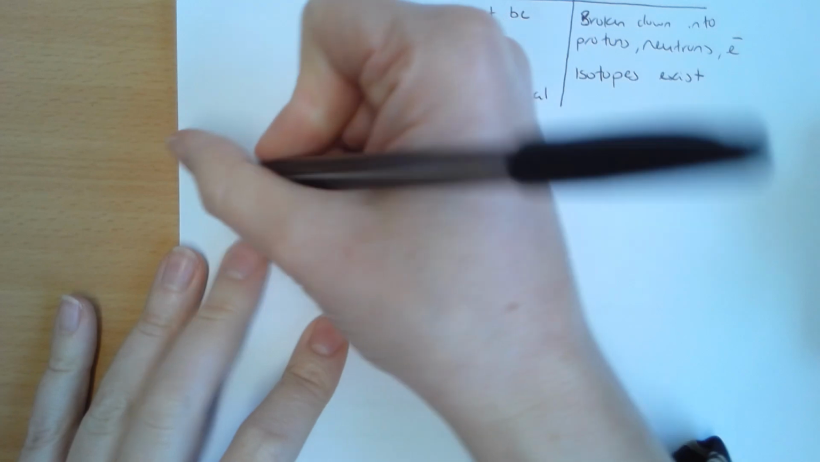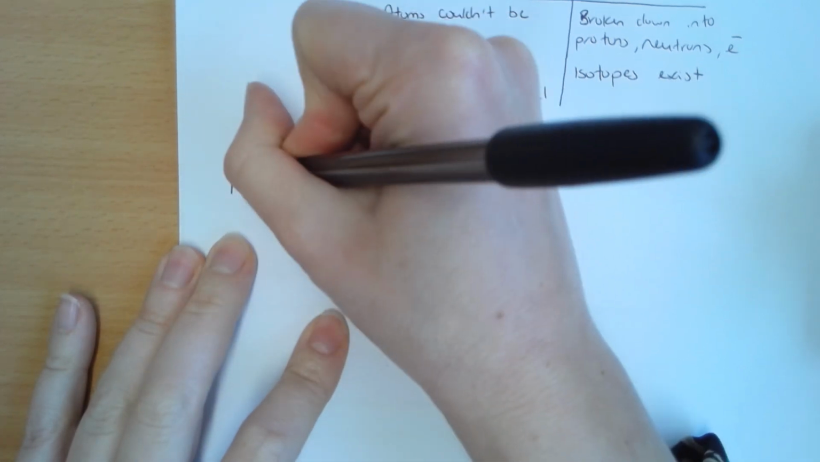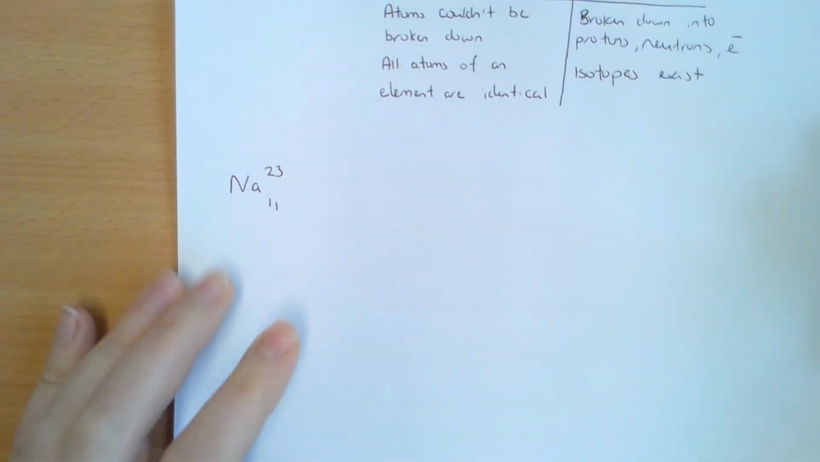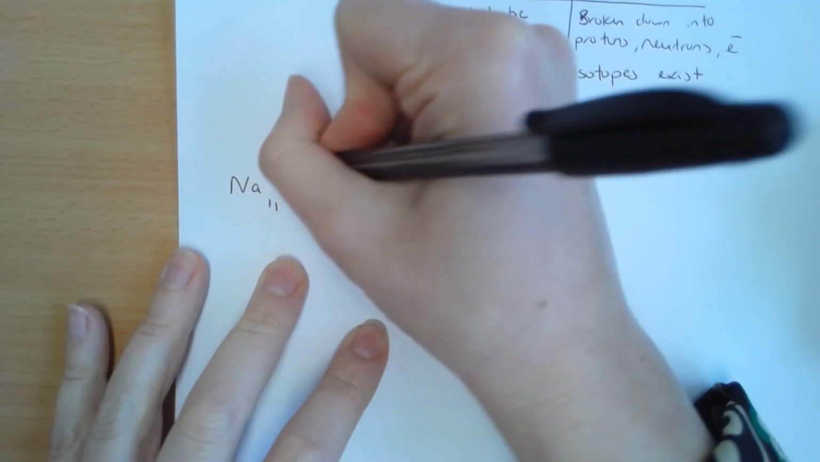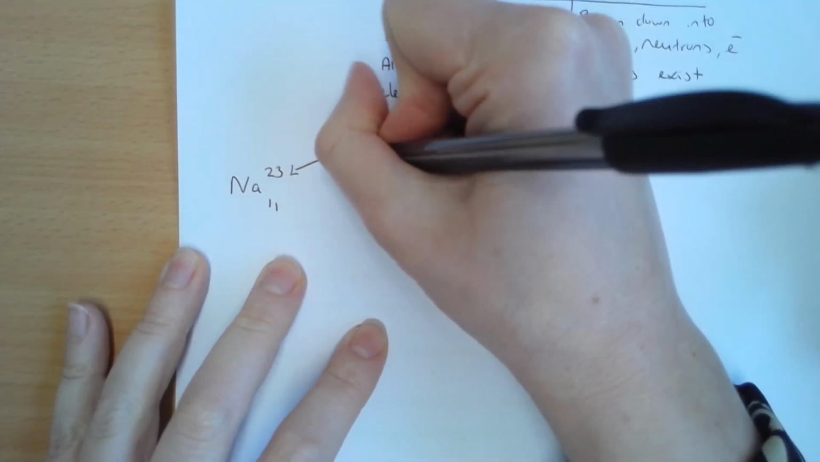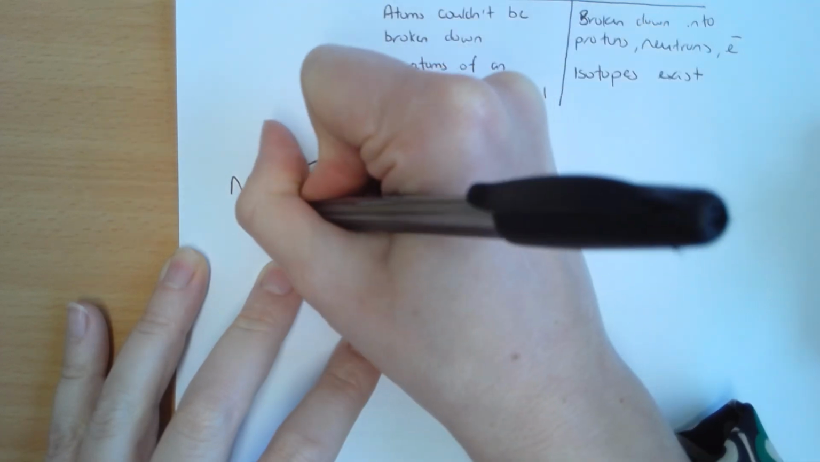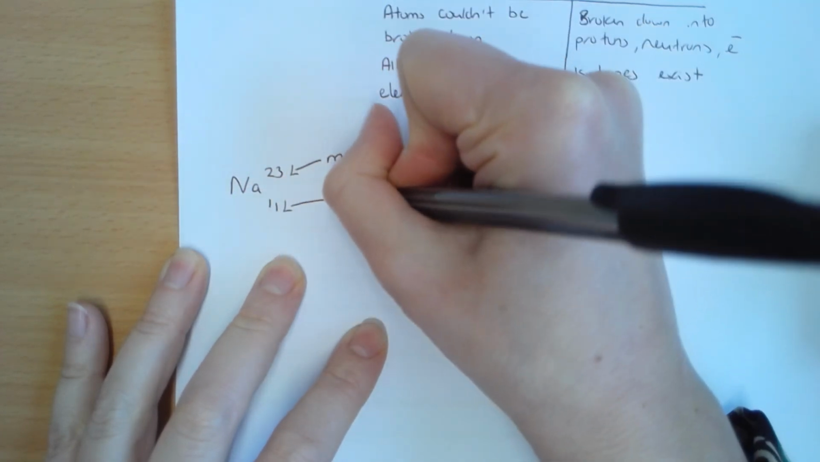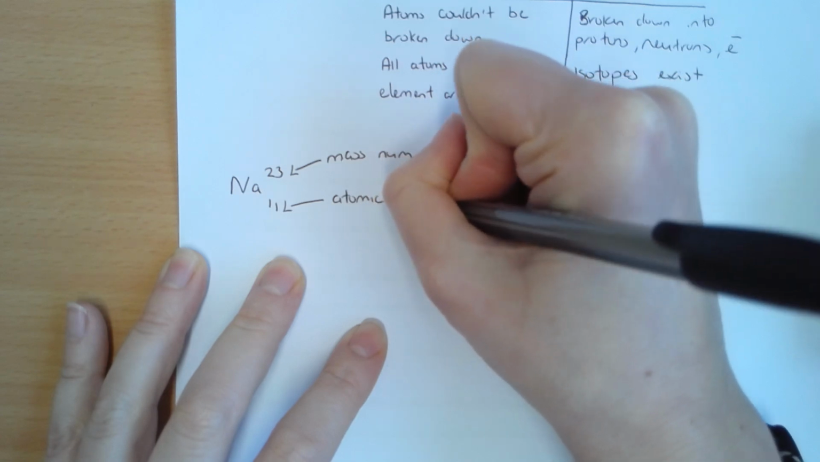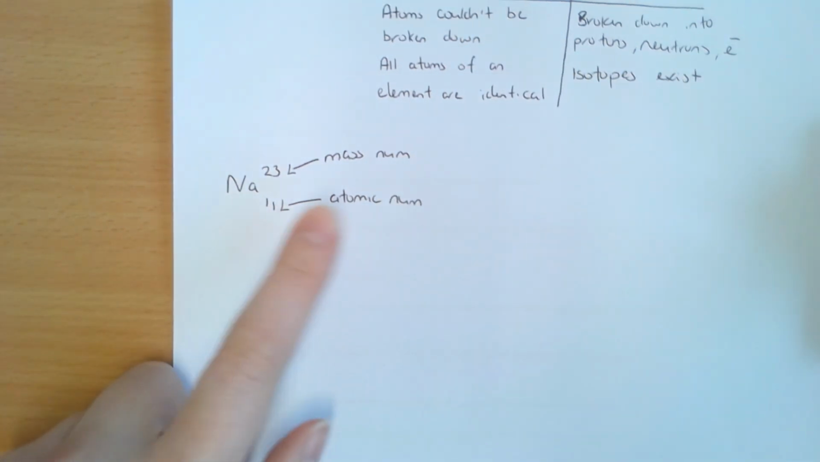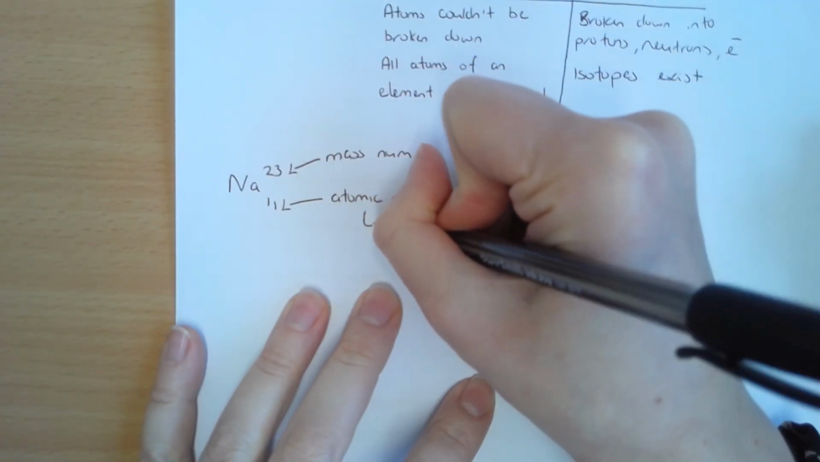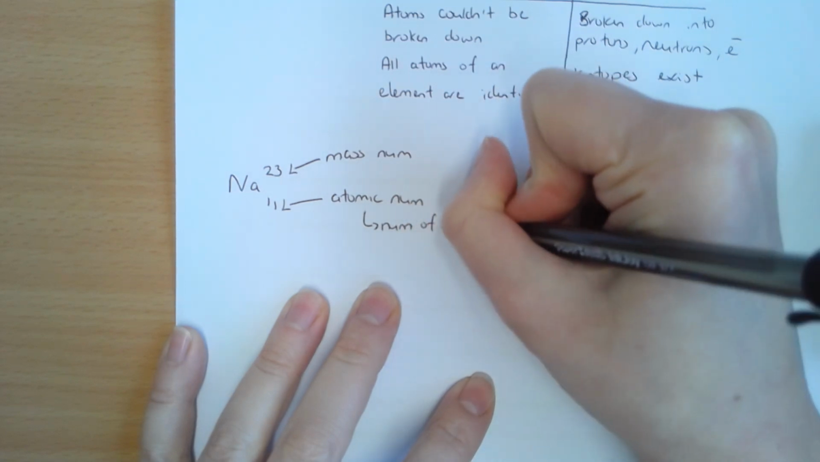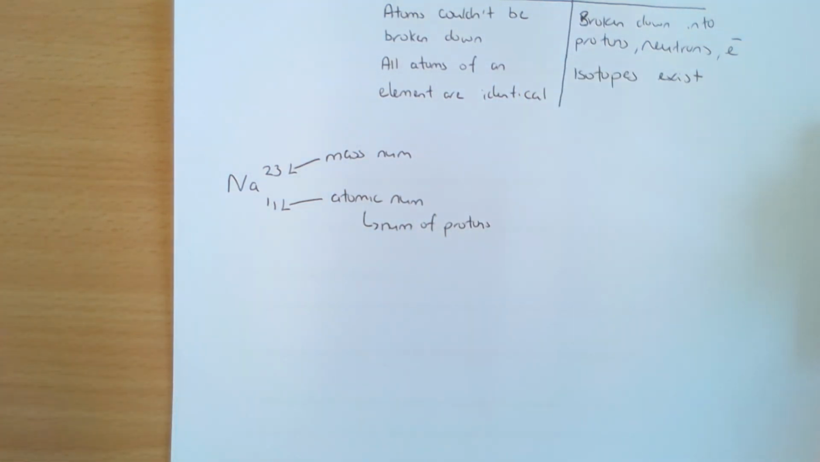Alright, next little thing we have to do. If you look at any element on your periodic table, you'll see that there are 2 numbers next to them. Okay, there's always a bigger number and a smaller number. This bigger number is called the mass number, and the smaller number is called the atomic number. Just remember that atoms are small, so the smaller number is the atomic number. The atomic number tells you the number of protons. Okay, so it tells you the number of protons that the atom has.